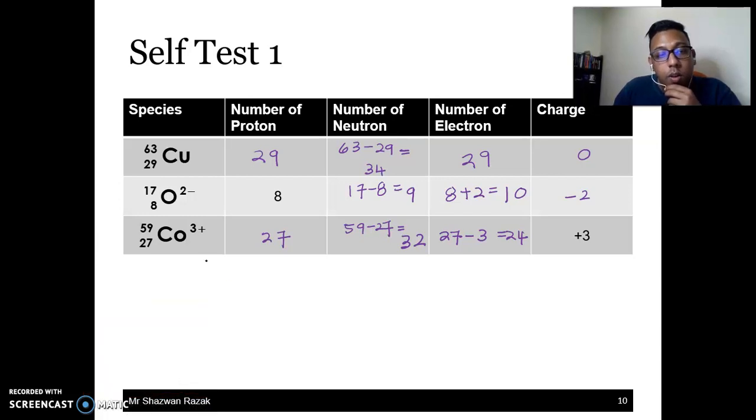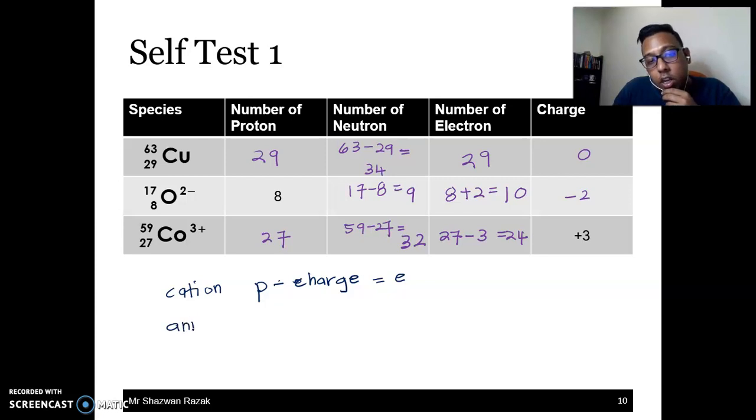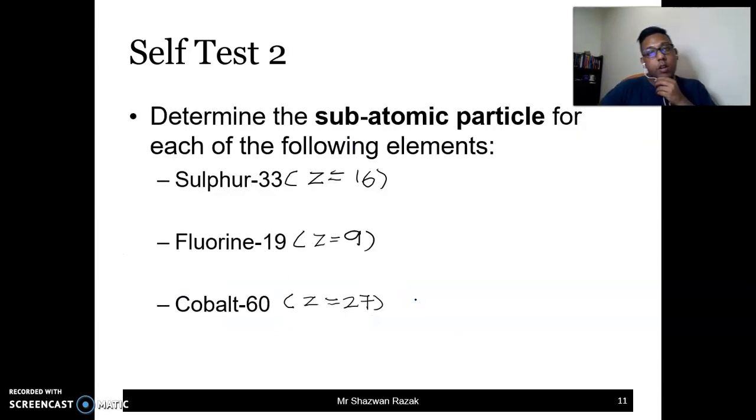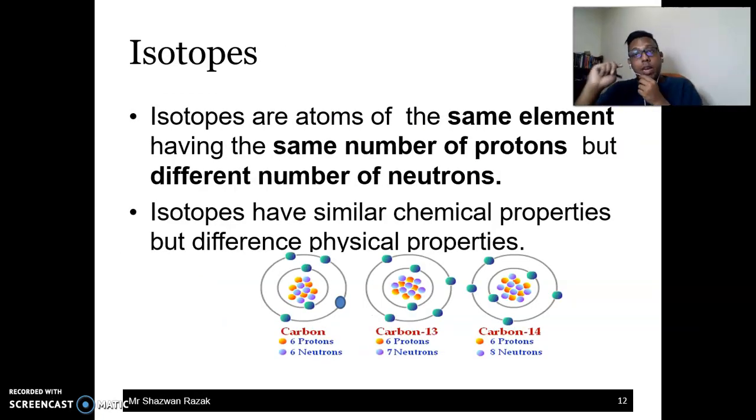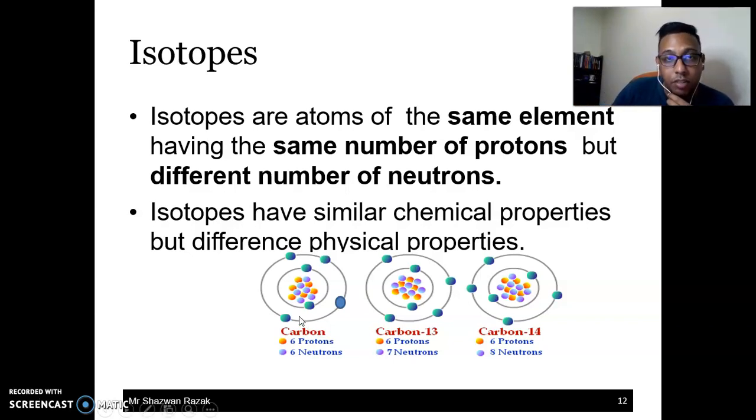If the species is a cation, the number of protons minus the charge gives the number of electrons. If it is an anion, the number of protons plus the charge gives the number of electrons. Okay. So, if we manipulate the number of protons or electrons, we will get charged species.